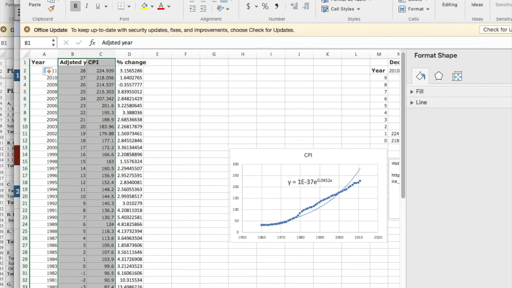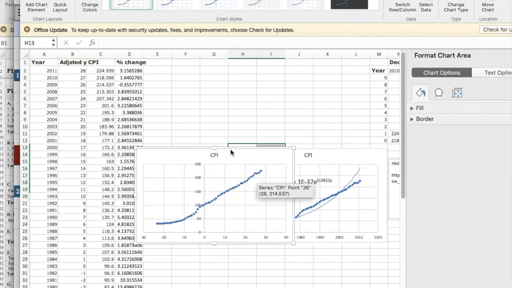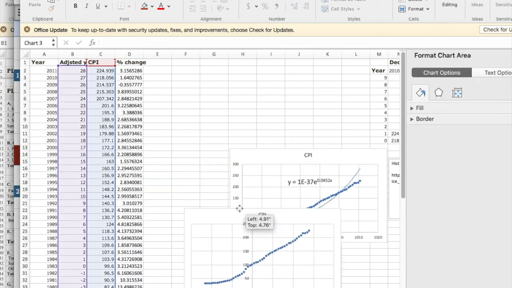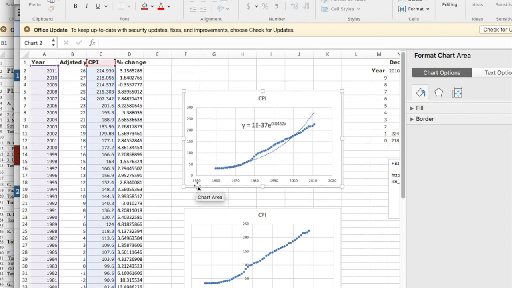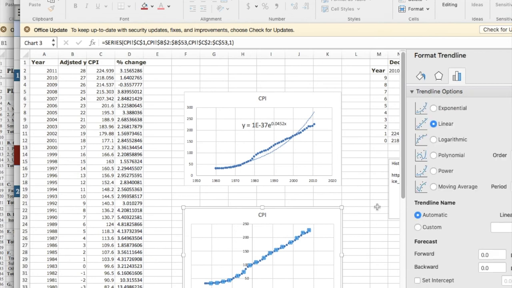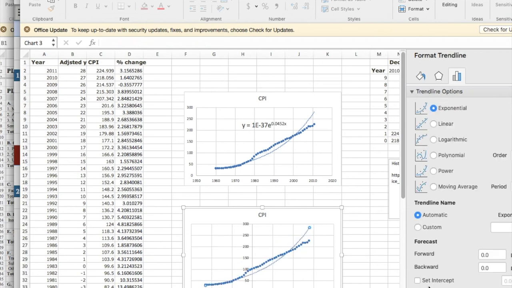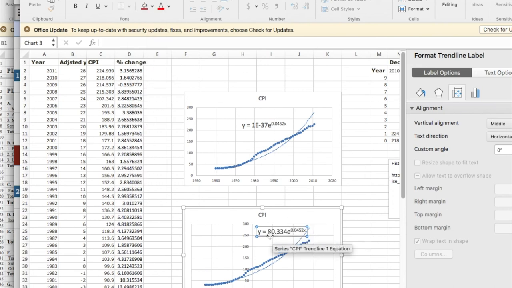I want to insert a scatter plot. It looks very similar, except if I look at the x values, my x values are now from minus 30 to 40 rather than from 1950 to 2020. And the reason that's useful is when I add my trend line, and I'd like an exponential trend line, and I'd like to display the equation on the chart, I want to make that a reasonable size for me to be able to see it, so I'm going to make the font 16. I've got a base year where it was somewhere around 80, and I'm not dealing with the 1 times 10 to the minus 37th. I've got 5 significant digits.